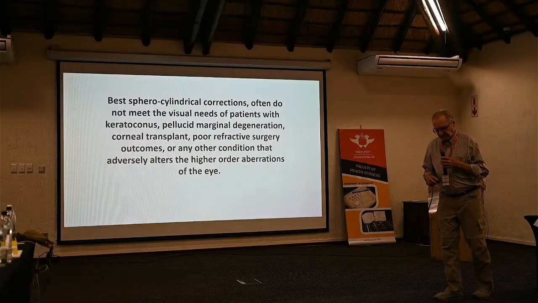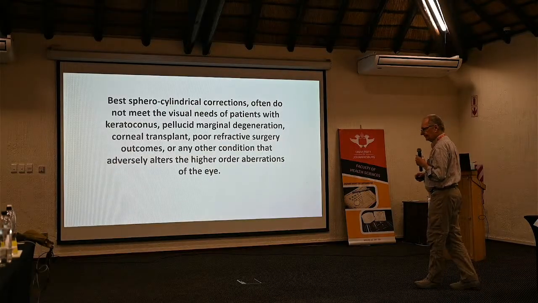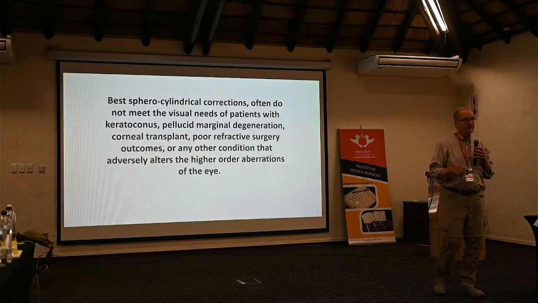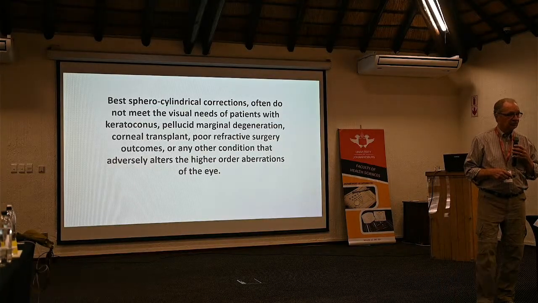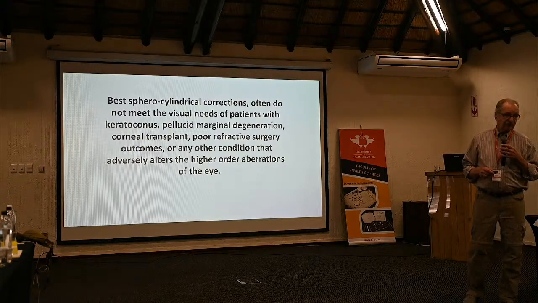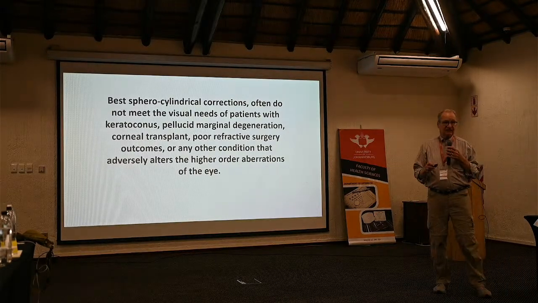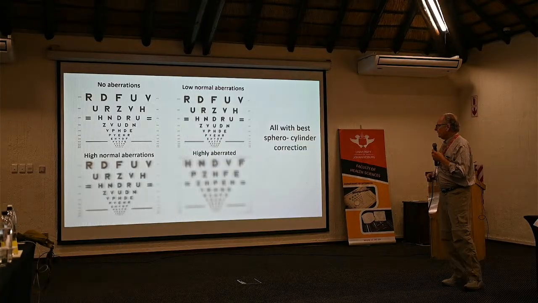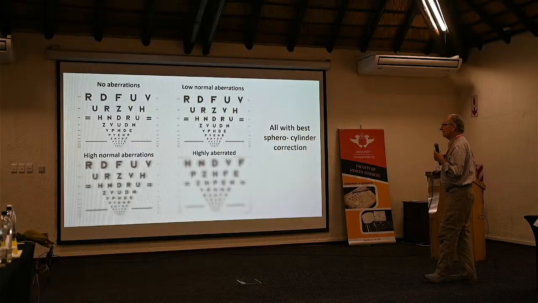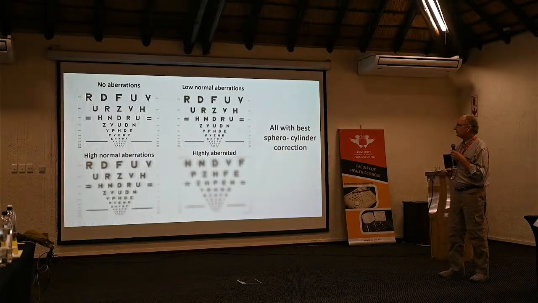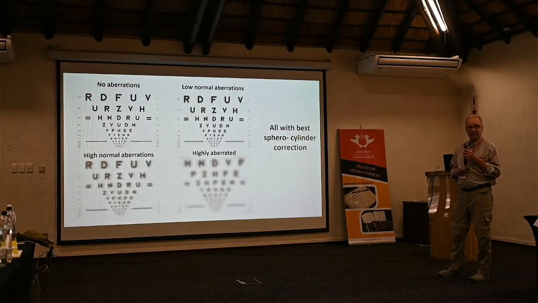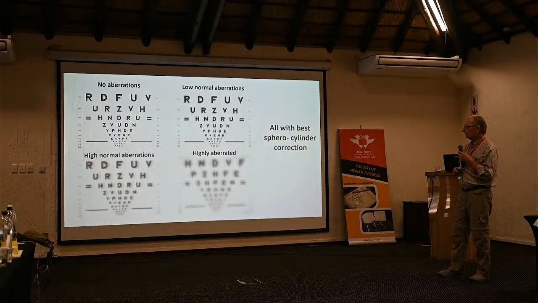Okay, so spherical corrections often do not meet the needs of patients with highly aberrated eyes, regardless of the cause, from keratoconus, pellucid marginal degeneration, trauma, bad refractive surgery outcome. All kinds of things make these eyes subnormal. And to give you an idea with some simulations, no eye is perfect, but I'll use that as a reference. Then low normal aberrations, we all have blurry images on our retina, high normal aberrations, and then the highly aberrated eye.